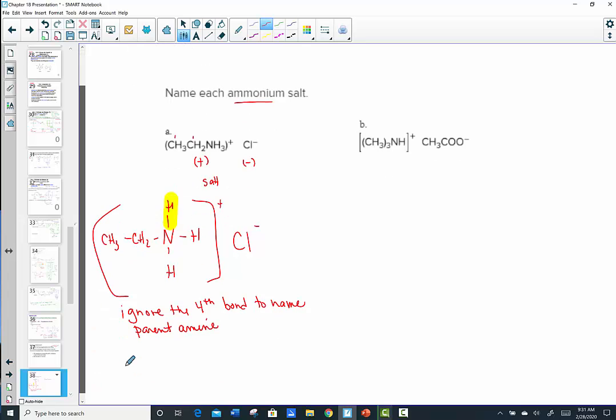So this would sound like ethylamine, which is a common name, or the IUPAC name for this would also be called ethane amine. So I'm naming the parent amine. That's step 1, name the parent amine. To turn it into the name of the salt, you're going to take off the name amine and put on the last suffix here, ammonium.